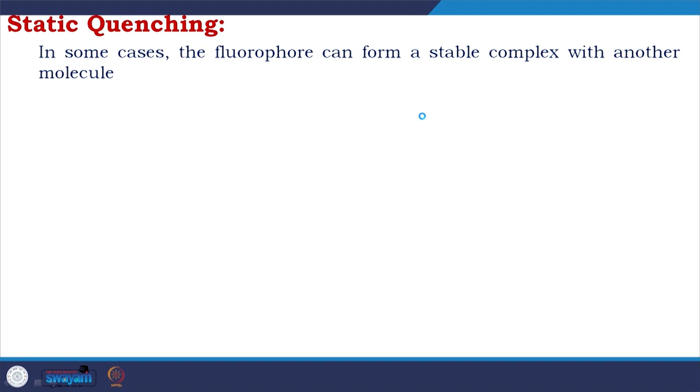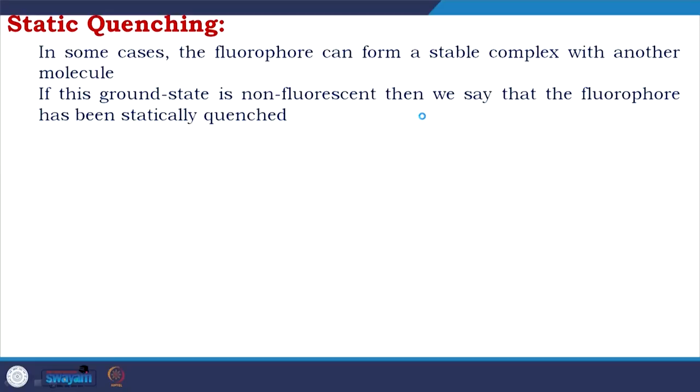Coming to static quenching. In some cases, the fluorophore can form a stable complex with another molecule. So, up to now, we are talking about dynamic interaction. Now, we are talking about stable complex, and when they could form stable complex, this is known as static quenching. If this ground state is non-fluorescent, then we say that the fluorophore has been statically quenched.